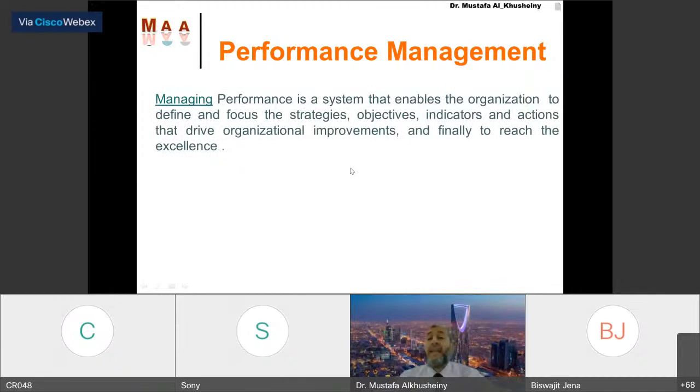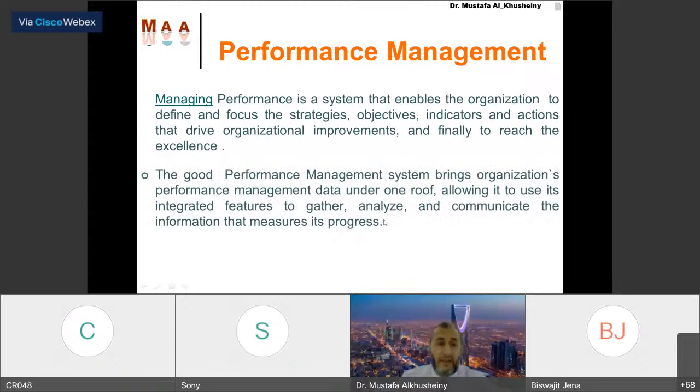Now, management is related to the methods of performance measurement. Performance management is a system that enables the organization to define and focus the strategies, objectives, indicators, and actions that drive organizational improvements, and finally to reach excellence.